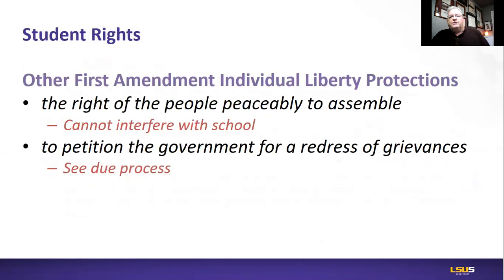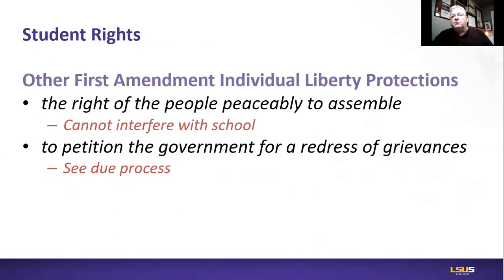Some of the other First Amendment rights include the right of the people to assemble. There are occasions where students and student groups may want to come together in some kind of an assembly, on their own, not one that's put up by the school. As long as that doesn't interfere with the school or the educational process, I don't think that's going to be an issue. And then the last of the First Amendment rights deals with petitioning the government for redress of grievances. We're going to talk a little bit about that in the due process section because that really overlaps with due process.